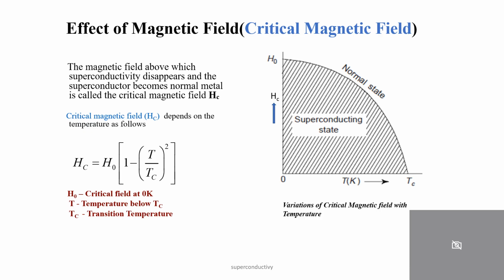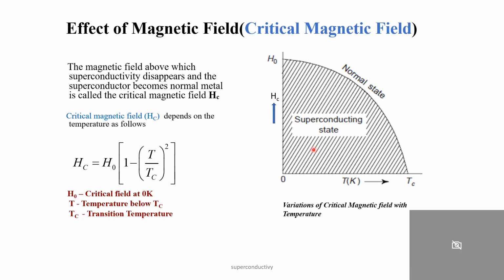That means if we increase the magnetic field strength above Hc, it will become a normal metal. That Hc is called the critical magnetic field, and it depends on temperature. And the variation of Hc is given by this expression: Hc equals H0 times (1 minus T squared by Tc squared), where Hc is the critical magnetic field at temperature T, H0 is the critical magnetic field at temperature 0, Tc is the critical temperature, and T is any temperature below Tc.